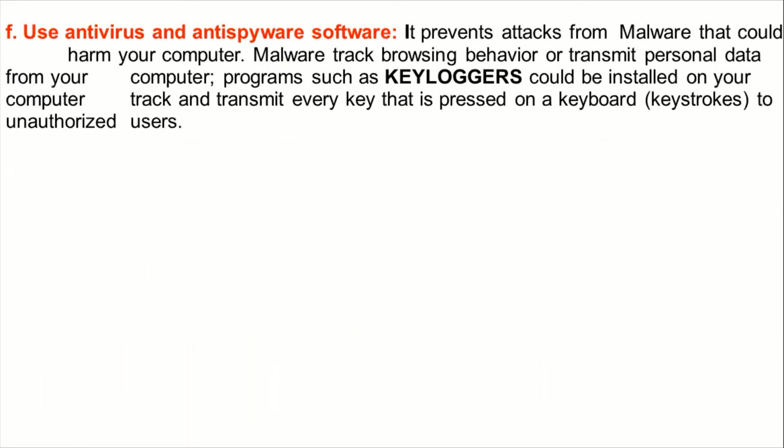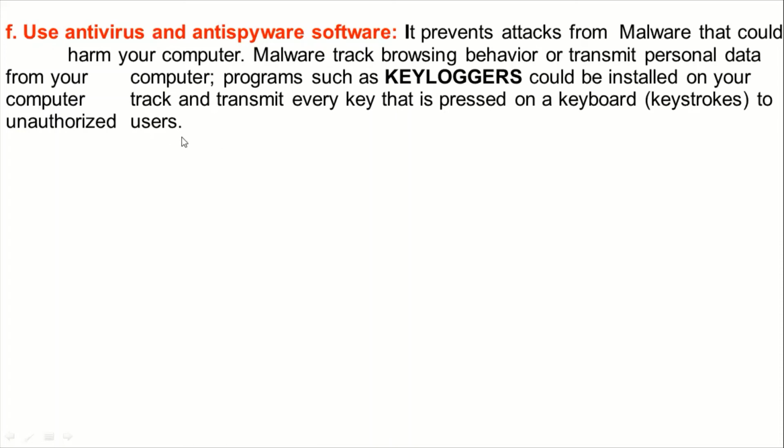So you have to use antivirus and anti-spyware software so that whenever you are downloading something, it should check for any virus or any spyware. Okay. So malware track browsing behavior or transmit your personal data from your computer. Programs can be installed like keyloggers. Keyloggers are those kind of malware which could be installed on your computer and track and transmit every key that is pressed on a keyboard or the keystroke to an authorized user.